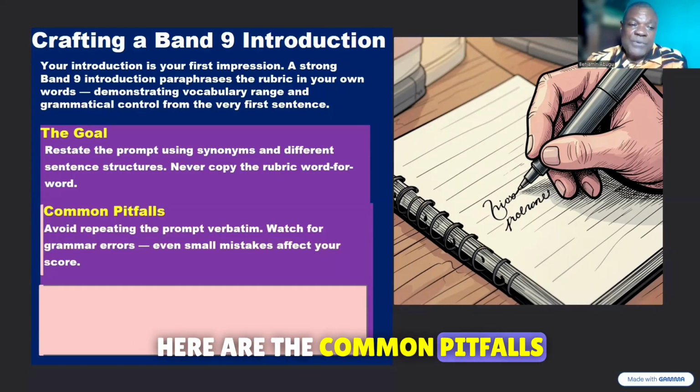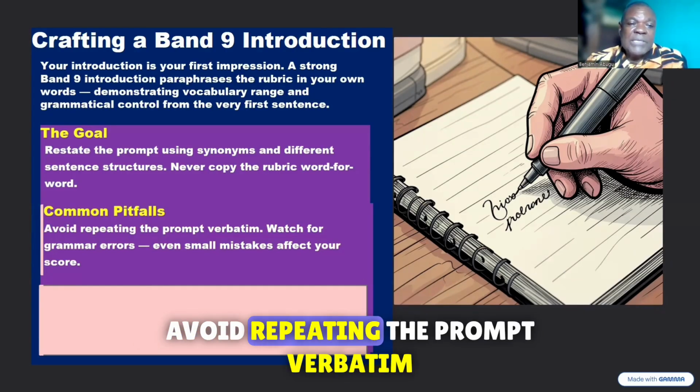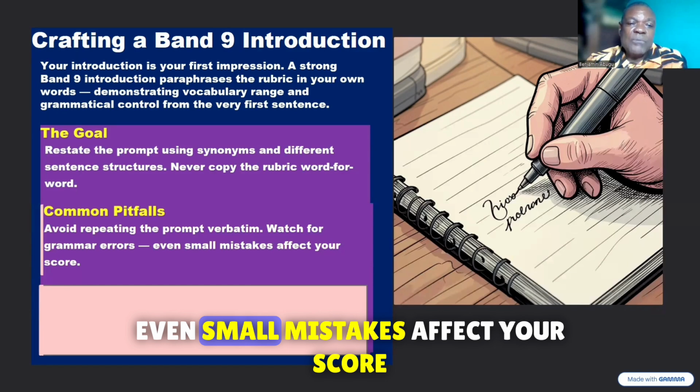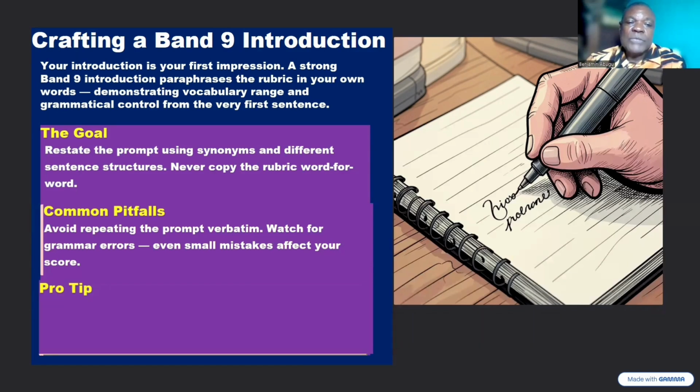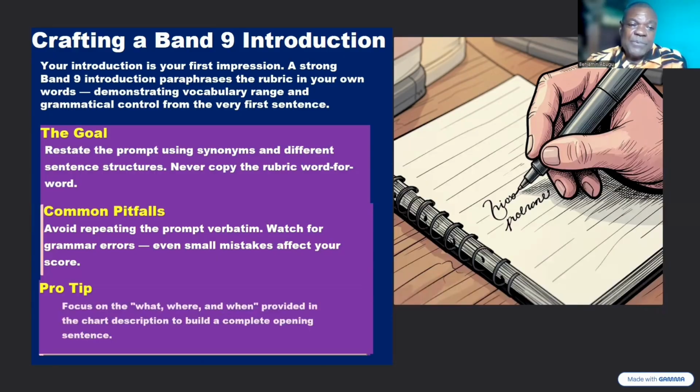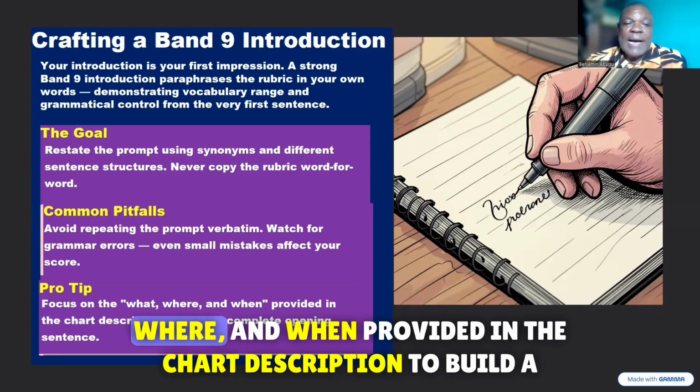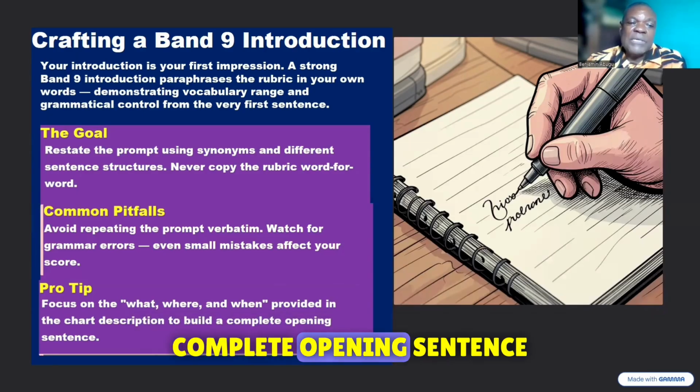Here are the common pitfalls. Avoid repeating the prompt verbatim. Watch for grammar errors. Even small mistakes affect your score. And here is the pro tip. Focus on the what, where, and when provided in the chart description to build a complete opening sentence.